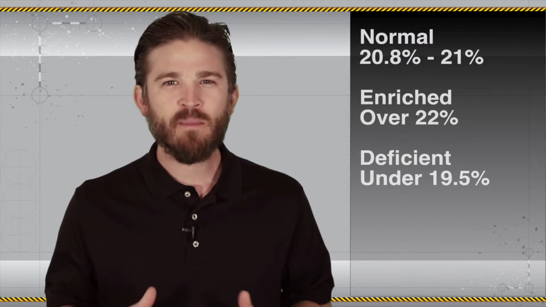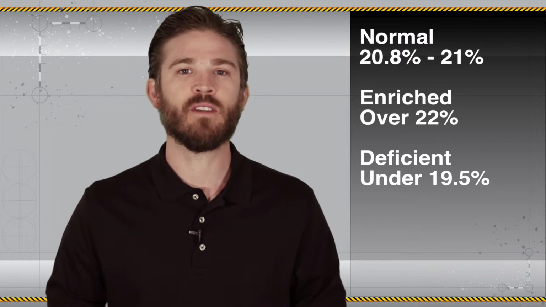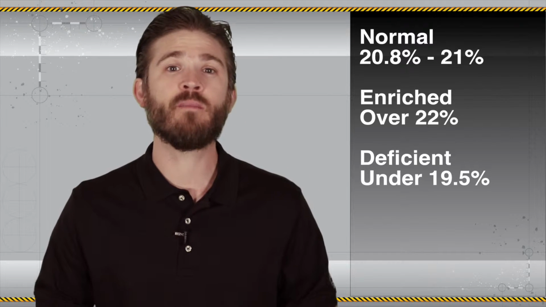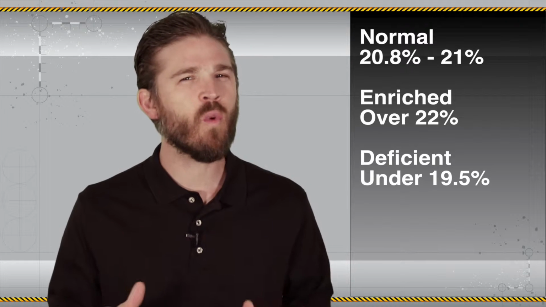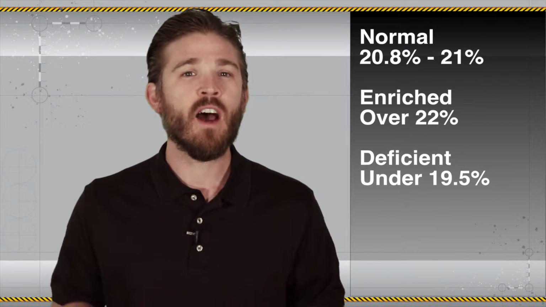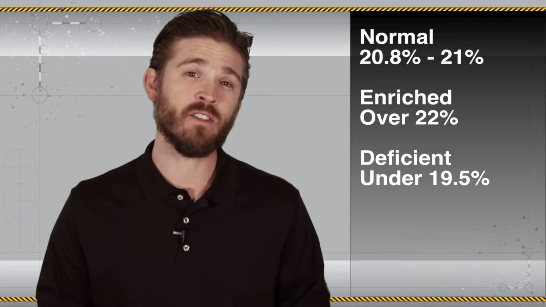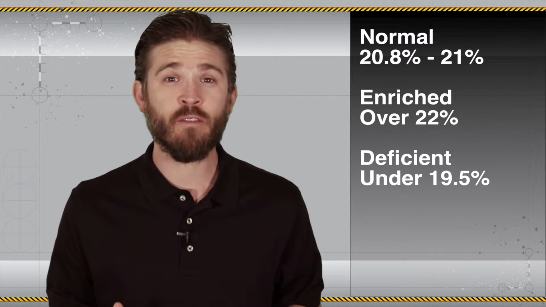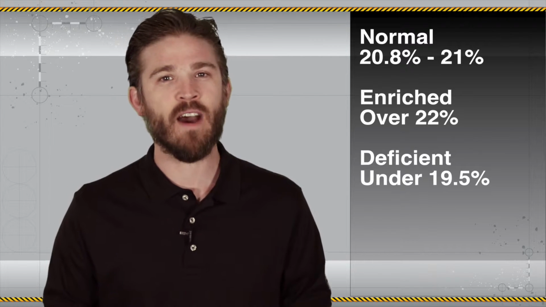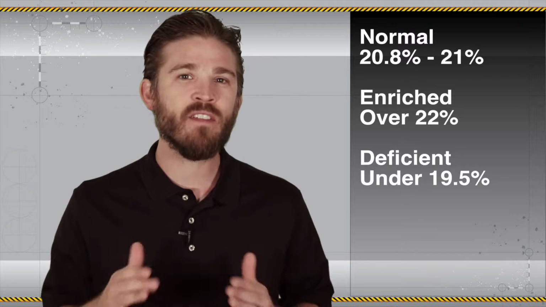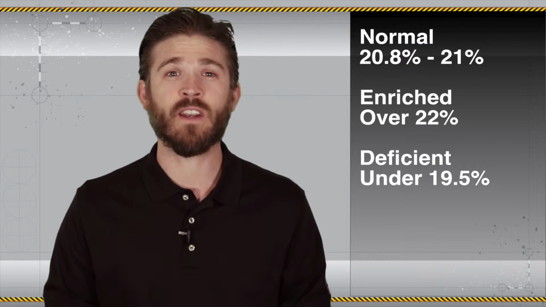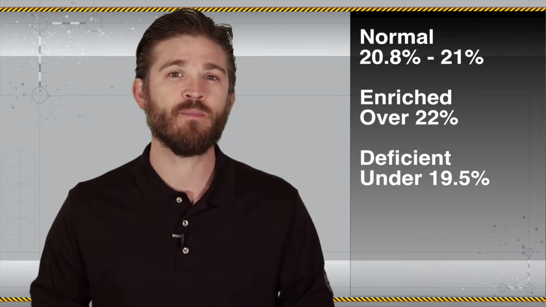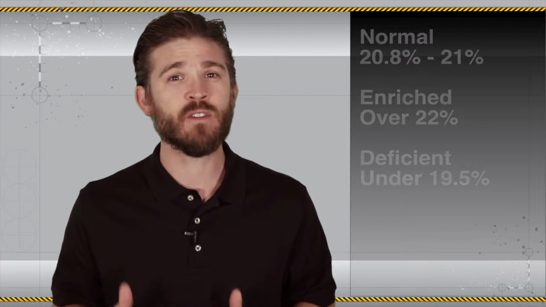The oxygen levels in the atmosphere are another factor to consider. The atmosphere can either be normal, enriched, or deficient. According to OSHA, there is a small window that makes up a normal level of oxygen, between 20.8 and 21%. An enriched atmosphere, meaning there's too much oxygen, is anything over 22%. A deficient atmosphere, meaning not enough oxygen, is anything under 19.5%. It is important to remember that anything between 19.5 and 22% oxygen is considered a workable atmosphere. As for the enriched and deficient levels, they are to be considered IDLH atmospheres.